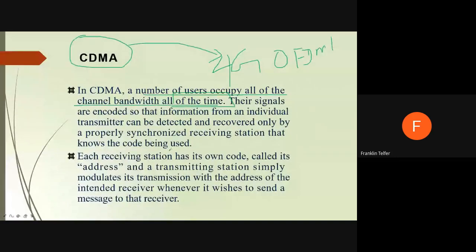So that's why each and every user can call at any time and receive at any time. They use this kind of technique. Each receiver section has its own code called an address. The transmission station simply modulates a transmission with the address of the intended receiver whenever it wishes to send a message to the receiver.